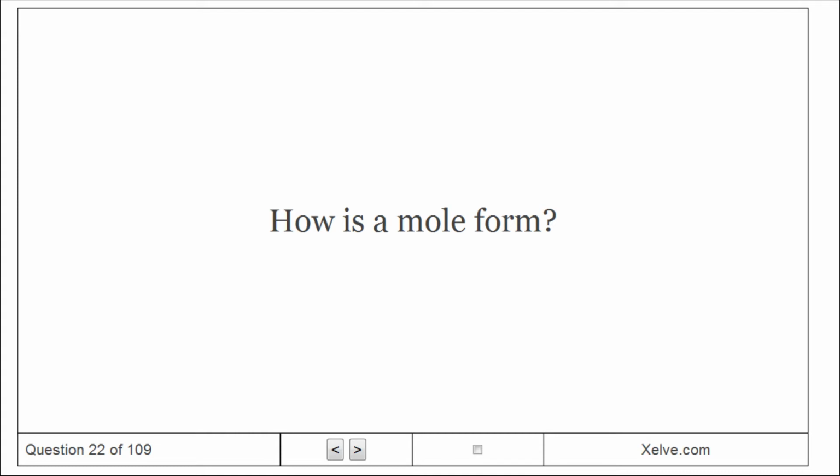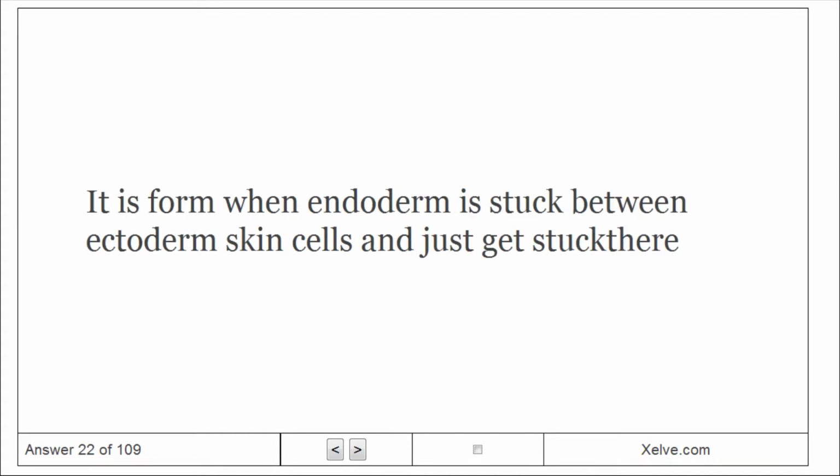How is a mole formed? It is formed when endoderm is stuck between ectoderm skin cells and just gets stuck there.